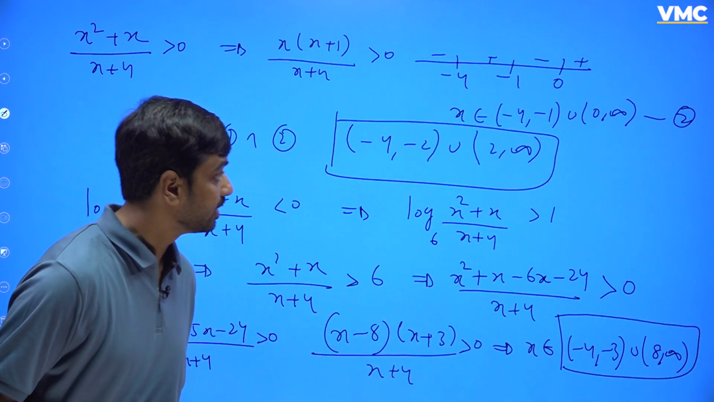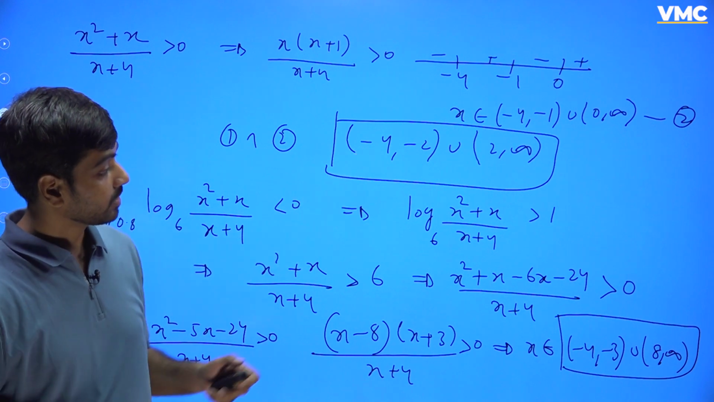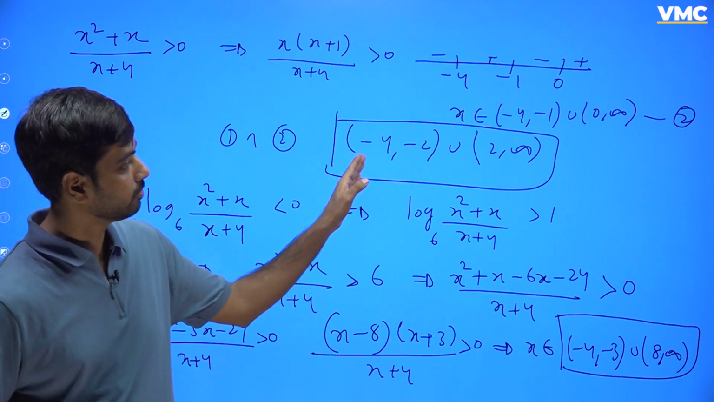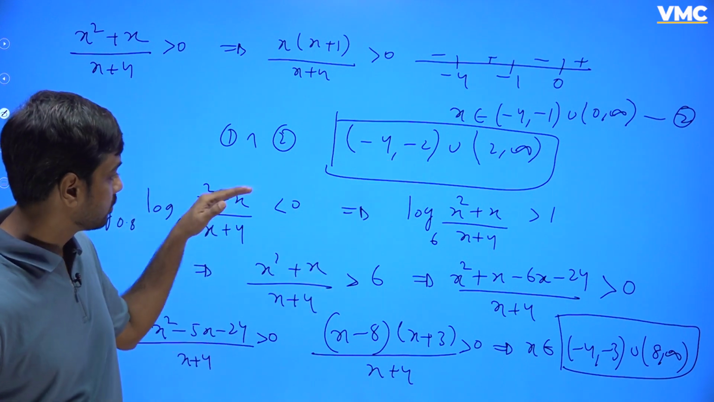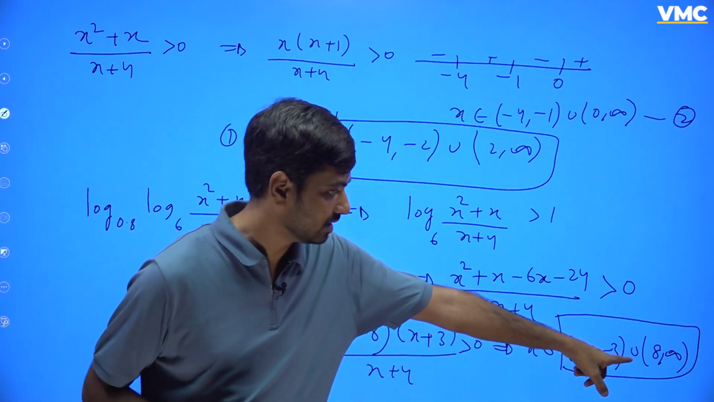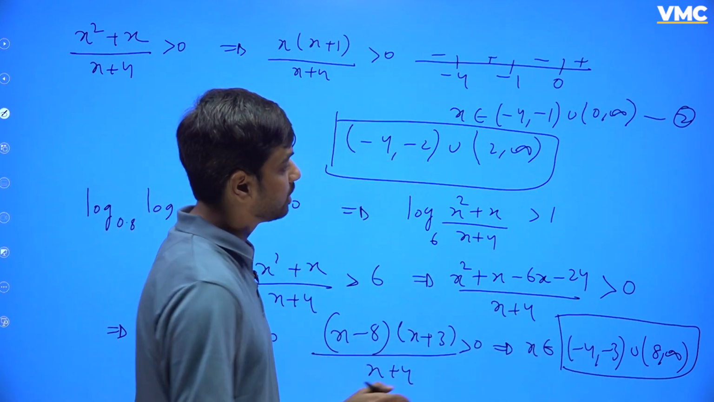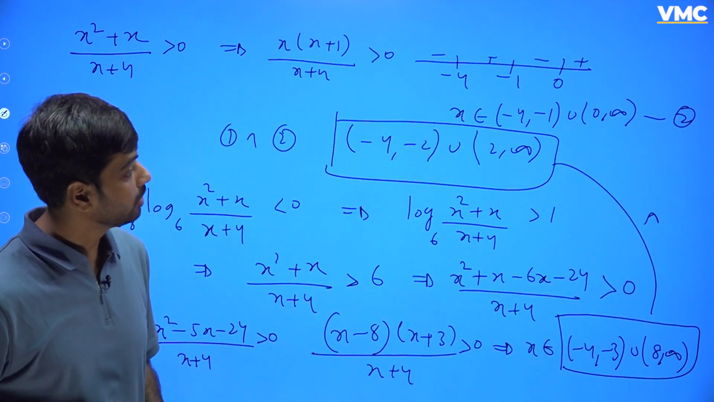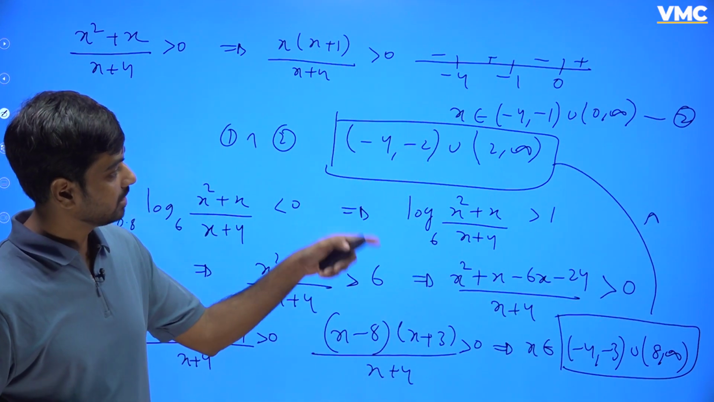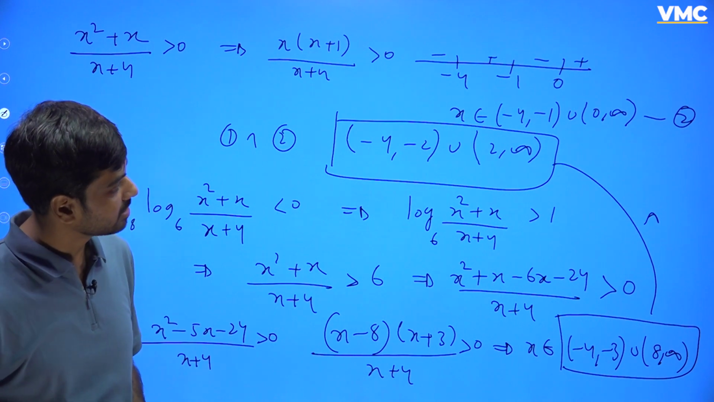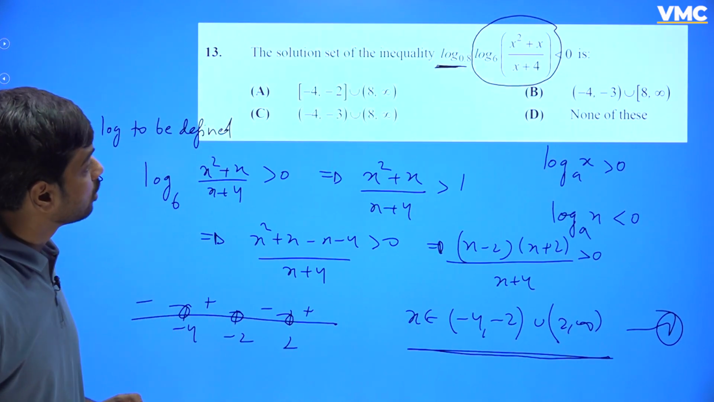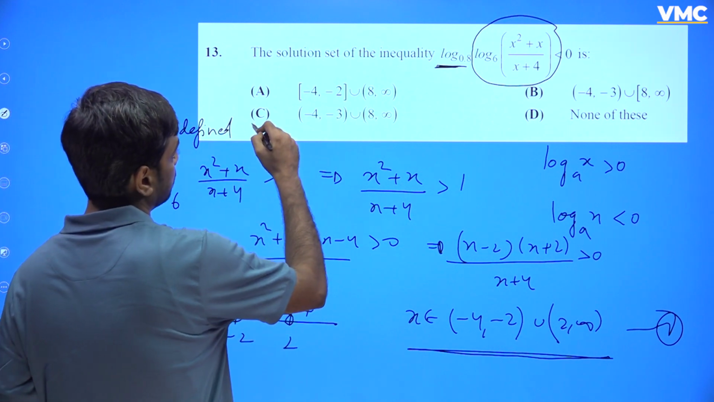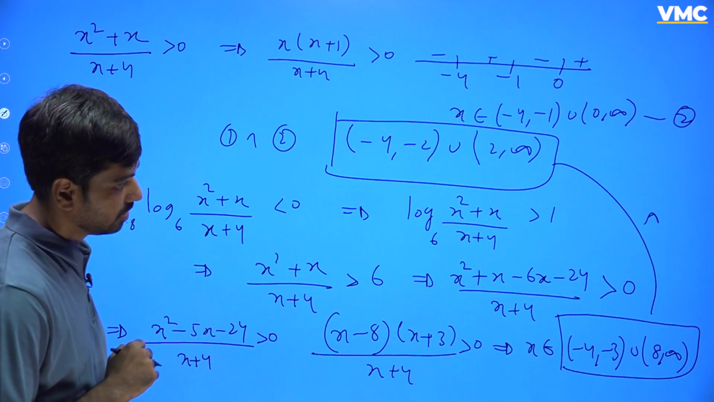But x has to be defined here. And this is the value of x for which the log is defined. After solving the inequality, we are getting this value of x. Now again, we have to take the intersection of these two, because the log also has to be defined. So when you take the intersection of these two, you will get -4 to -3 union 8 to infinity. So which option is correct? In this question also, option C is right.